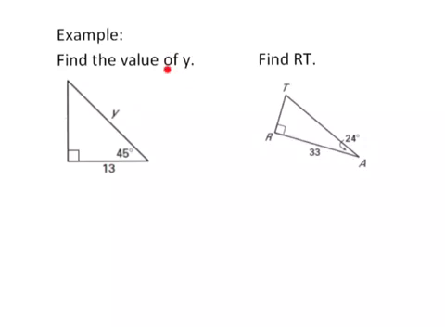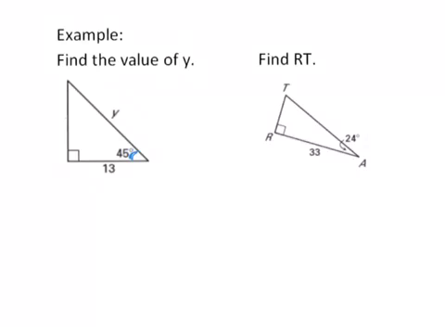Right now we're trying to find the value of y, and y is the length of this side of the right triangle. In order to find it, the first thing I would do is always keep in mind what angle we're using as our reference point. It's the angle that we know the measure of. So that's the 45-degree angle.